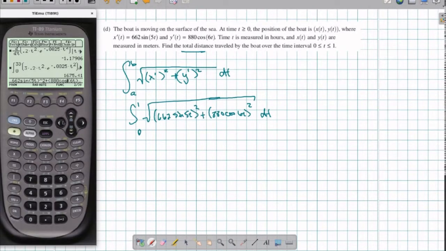And I need to make sure I'm closing parentheses as I go. So this needs a closed parentheses there to make sure that that whole expression is being squared. And this 880 cosine of 6t also needs a closing, then close to square, and then that whole thing's being square rooted. And I want to integrate that with respect to t from 0 to 1.